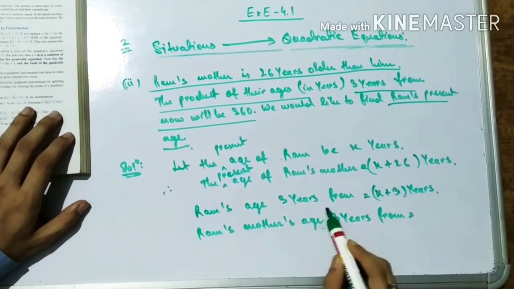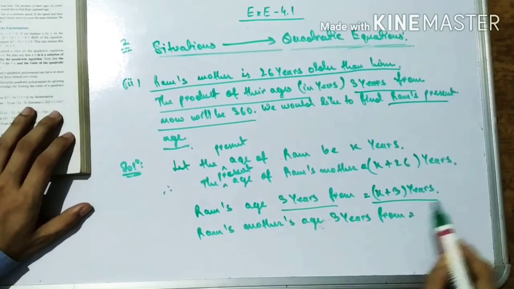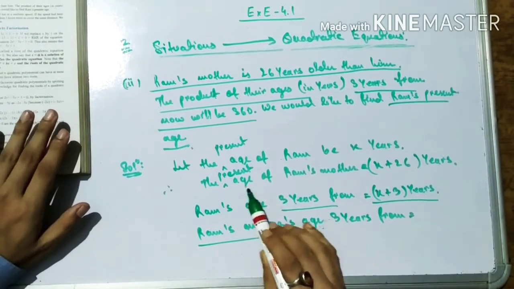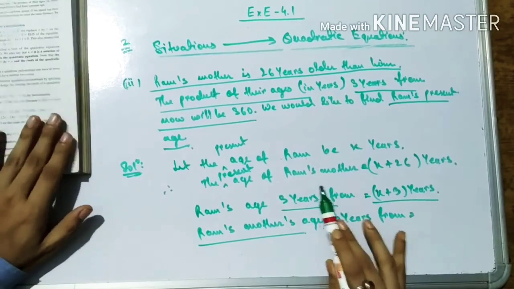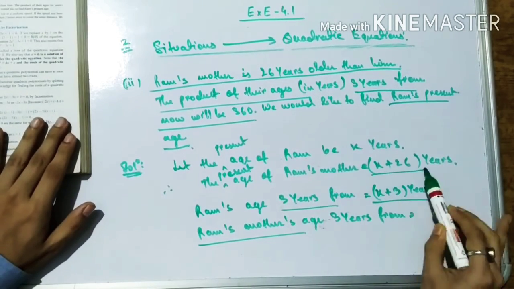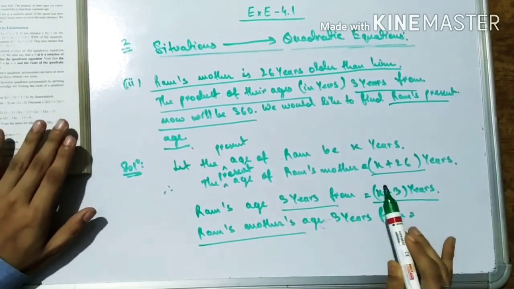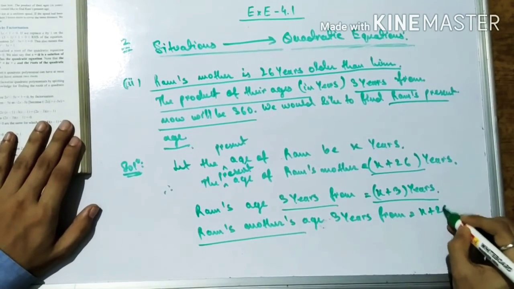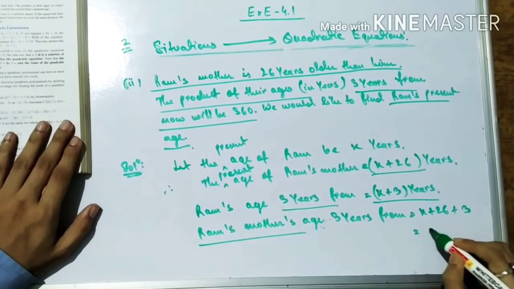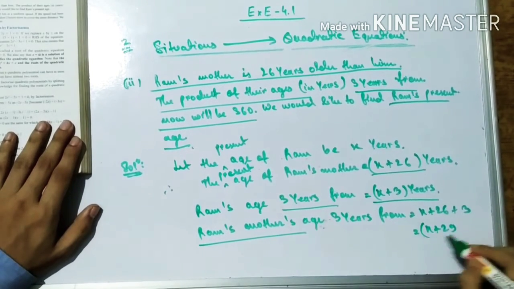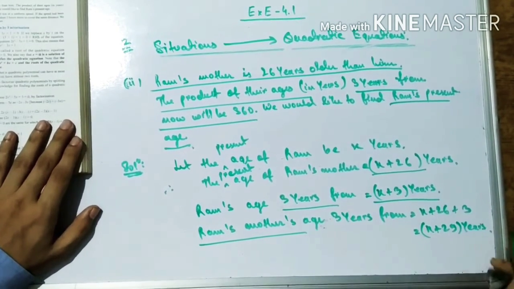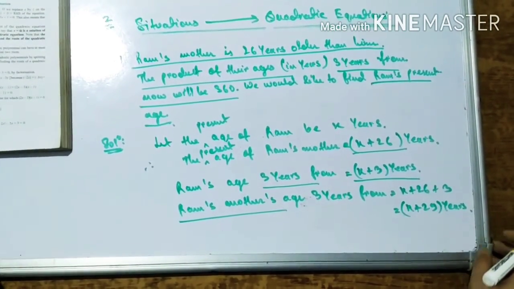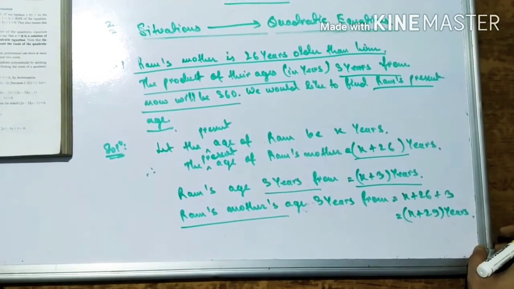First of all, Ram's age 3 years from now is x plus 3 years. Ram's mother's present age is x plus 26 years. So Ram's mother's age 3 years from now will be x plus 26 plus 3, which equals x plus 29 years. Understand? x plus 29 years.